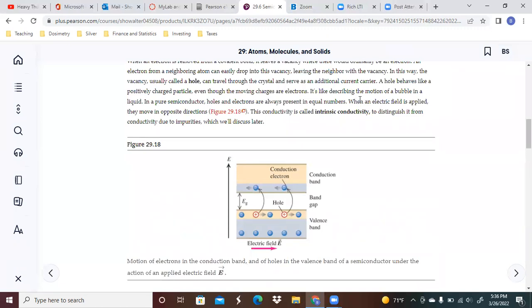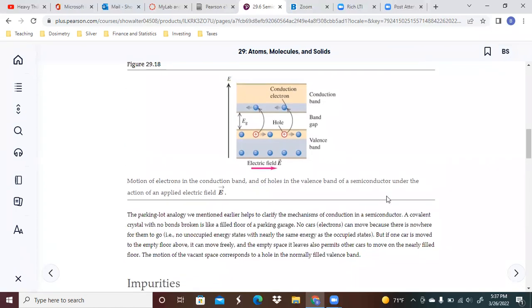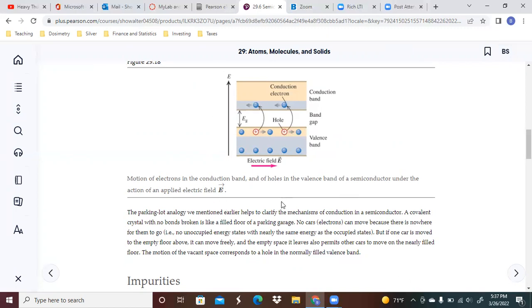It's like describing the motion of a bubble in a liquid. In a pure semiconductor, holes and electrons are always present in equal numbers. When an electric field is applied, they move in opposite directions, which you can see here. This conductivity is called intrinsic conductivity to distinguish it from conductivity due to impurities. So you can see here a motion of the electrons in the conduction band and of holes in the valence band. These are the electrons in the conduction band, and these are the holes in the valence band, under the action of an applied electric field.